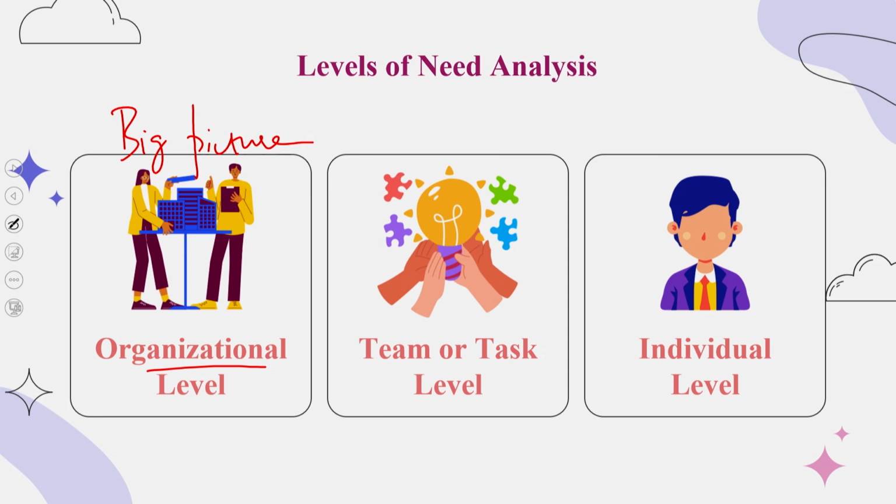The second level of need analysis is the team or task level. Please understand the relevance of team as well as task. It examines the functional or departmental skills required to meet specific goals. It identifies process inefficiencies or collaboration gaps that could be improved with targeted learning. And then you have the individual level. At the individual level, it centers on the unique development needs of employees. Data from performance reviews, 360-degree feedback and even career planning tools help shape personalized learning paths.